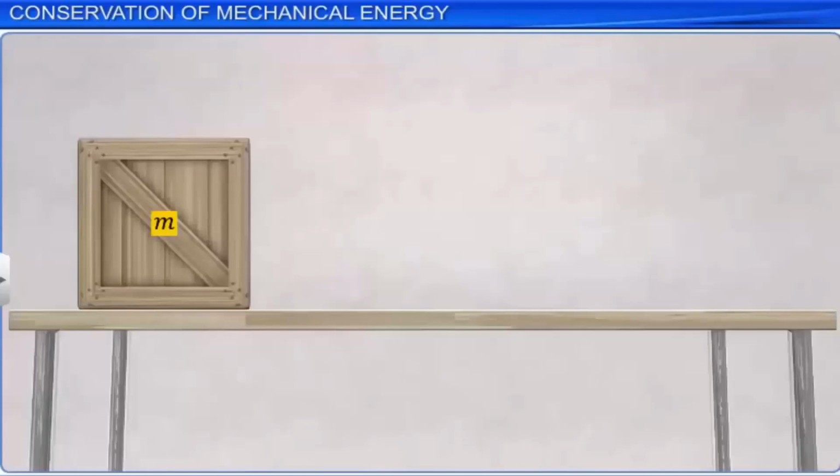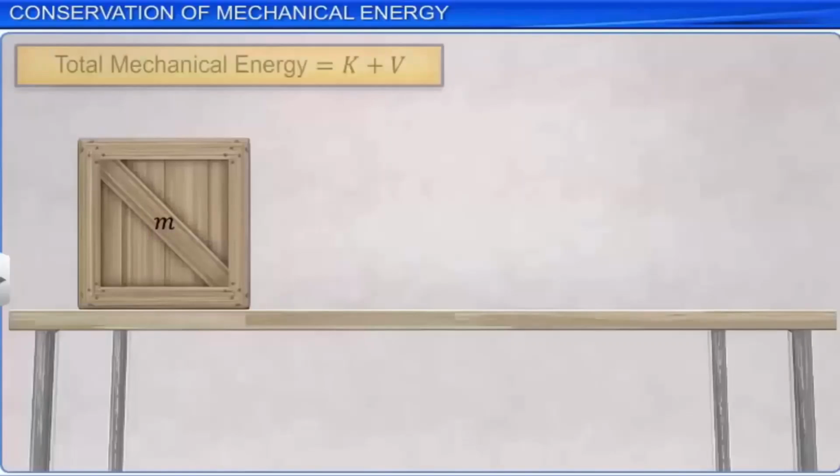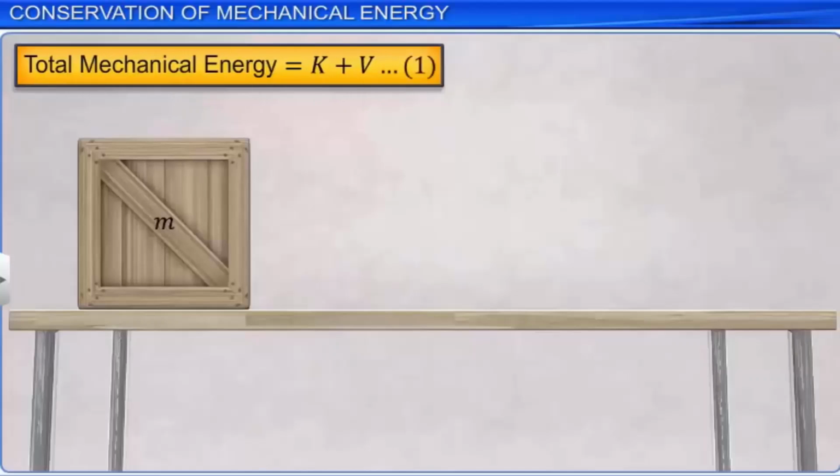Consider a body of mass m. The sum of kinetic energy, K, and potential energy, V, possessed by the body is called the total mechanical energy of the body. Let this be equation 1.